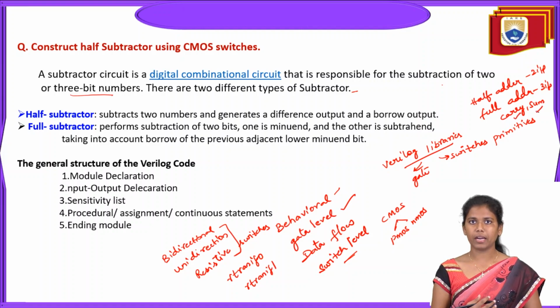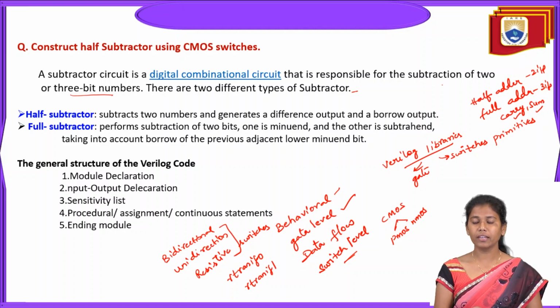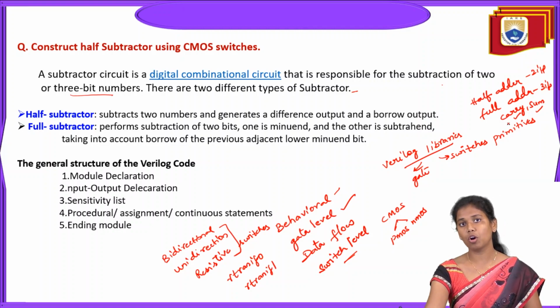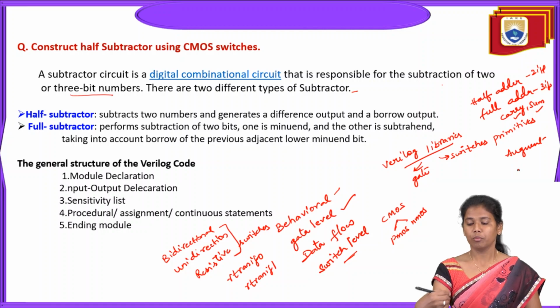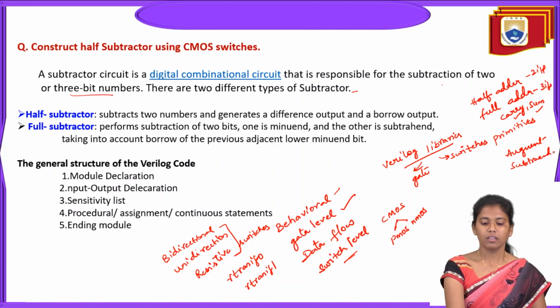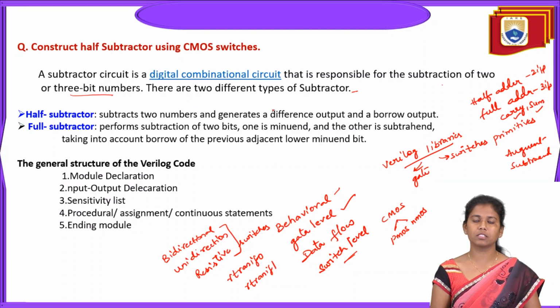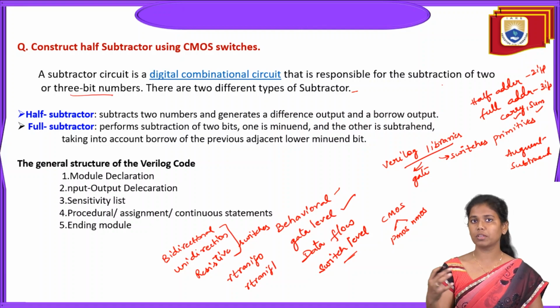But in the subtractors, we are just subtracting. In the adder we come across the word augend, whereas in the subtraction we come across a word called subtrahend, right? So here it is saying that there are 2 different types of subtractors. One is half subtractor, likewise the half adder, and the other is the full subtractor, like the full adder.